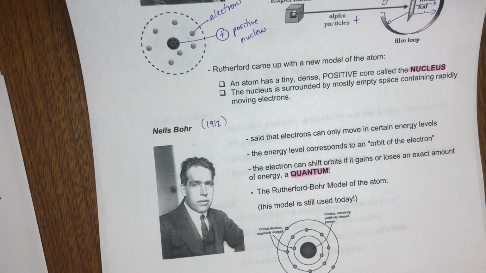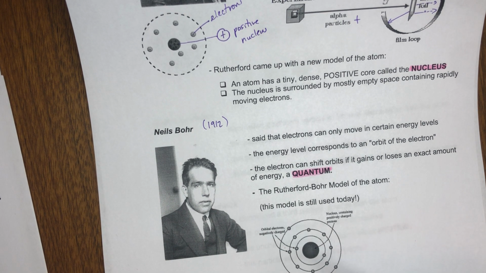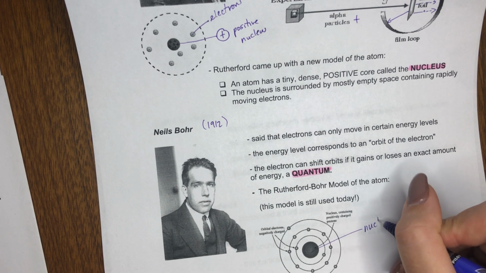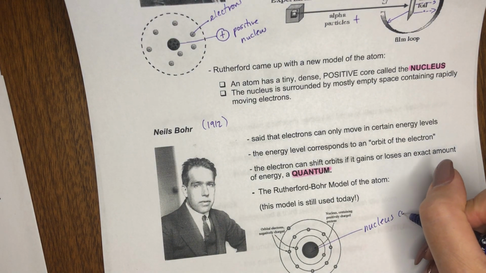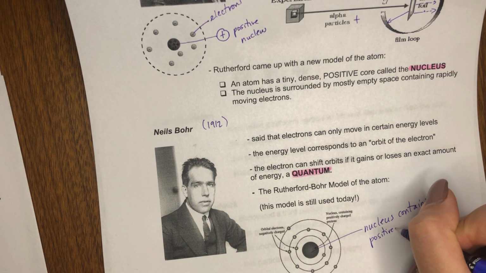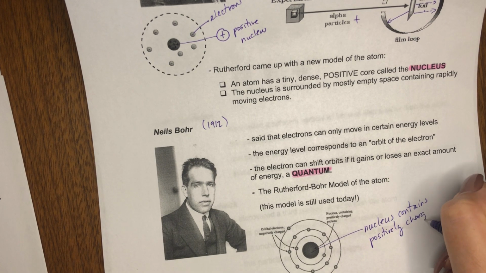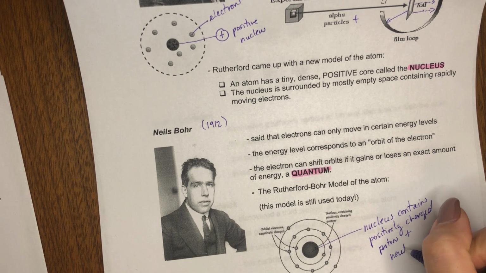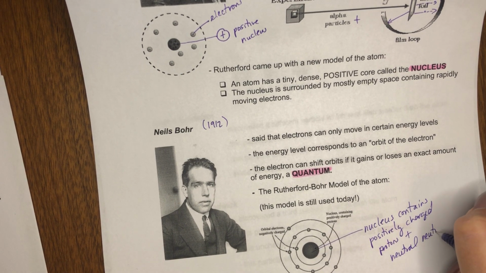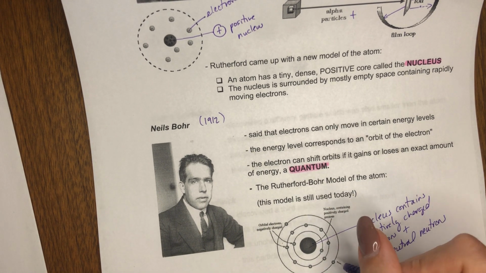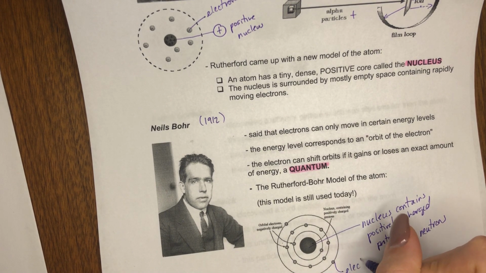And we still use this model today. It's actually called the Bohr-Rutherford or Rutherford-Bohr model. The nucleus, it's hard to see that little writing, I'll just write it again. The nucleus contains positively charged protons and neutral neutrons. And electrons are on the energy levels. All these little circles represent electrons.